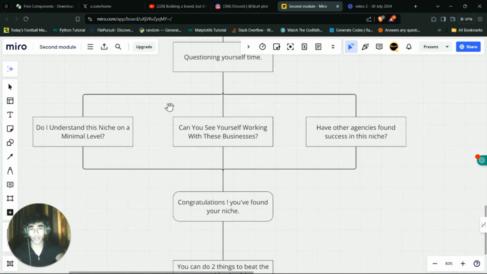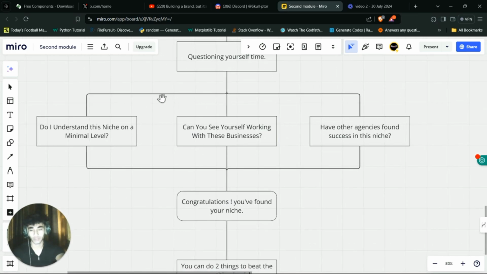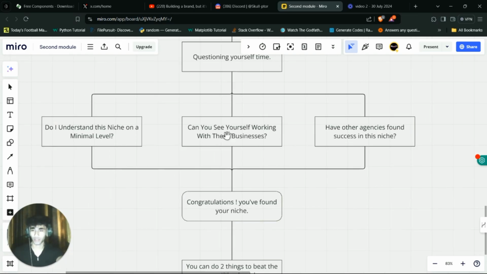Now, next comes in, can you see yourself working with these businesses? See, a service-based business is like a relationship, right? You can't fool yourself or fool the other person into it. You don't want to be stuck in a niche that makes you sick, right? You don't want to work with them. You wake up tired and you're like, oh, again, I have to make solutions for them again. And for that reason, I would say make sure that you feel good when you're working in a certain niche.